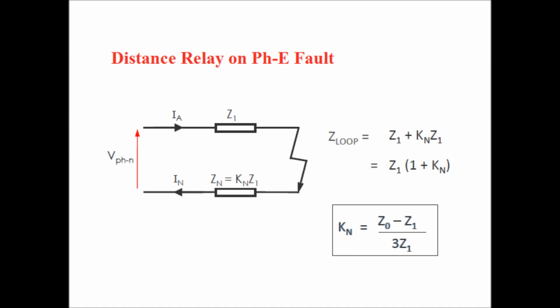Without the value of Kn, the distance relay may underreach due to earth fault, and it will not sense the fault which actually happened in the distance relay zone. So in this video I'll discuss with an example how the distance relay will underreach due to earth fault if the zero sequence compensation factor value is not given in the distance relay.